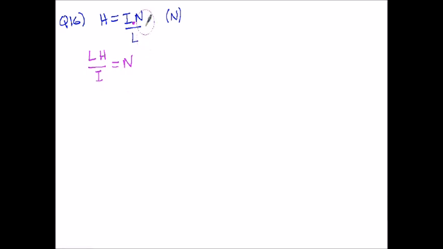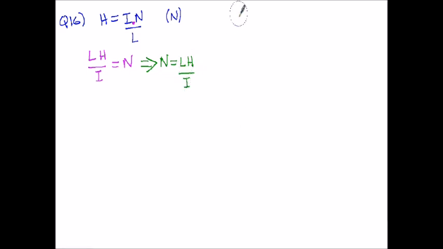And because the L is dividing into the n, I can multiply both sides by L to get the L on the top line on the left hand side. Just turning the equation around here to get the subject on the left hand side, n is equal to the L h divided by the I.